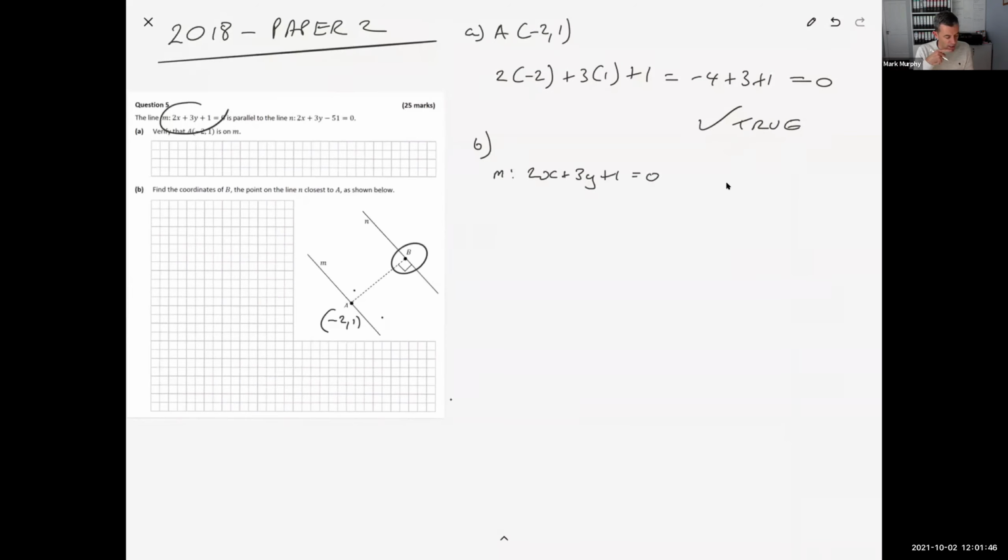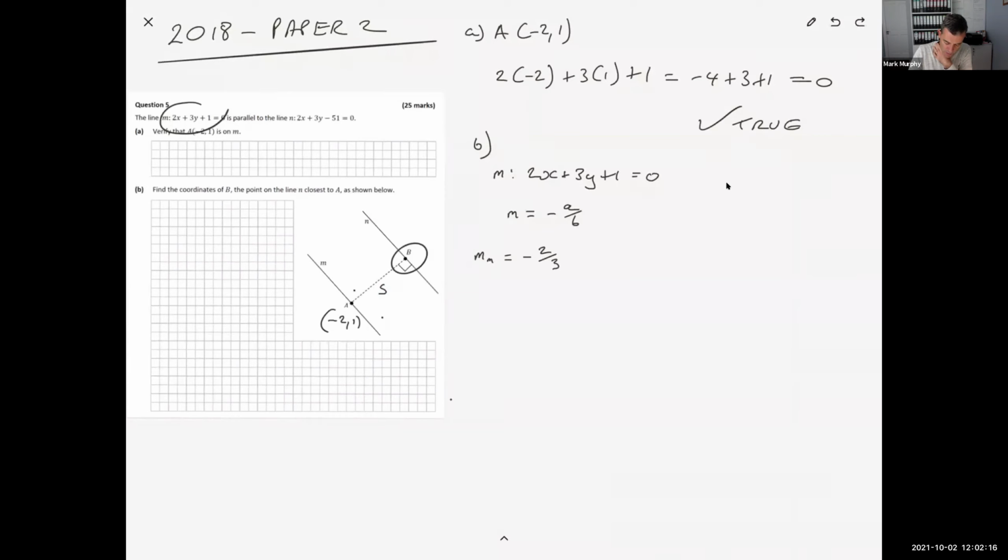We can find out the slope of that straight away, can't we? Because we know that the slope of that line is equal to minus A over B. Remember, way back, if the equation of the line is in the form of Ax plus By plus C, which it is in this case, we can work out the slope straight away. So in this case, we can say that the slope of M is equal to minus 2 over 3.